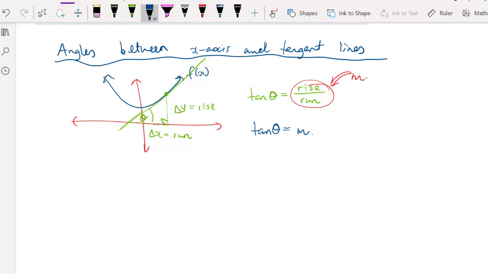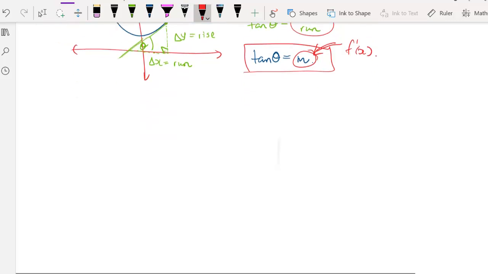And the cool thing for us is that we already know that the gradient can be determined by looking at the derivative. Okay? So as long as we can work out the gradient of that tangent line, we can always find the angle between the axes. So let's have a quick look at an example so we can put this into practice. Now it all comes down to this: tan theta is equal to m, which is the gradient, and our derivative processes that we already know.